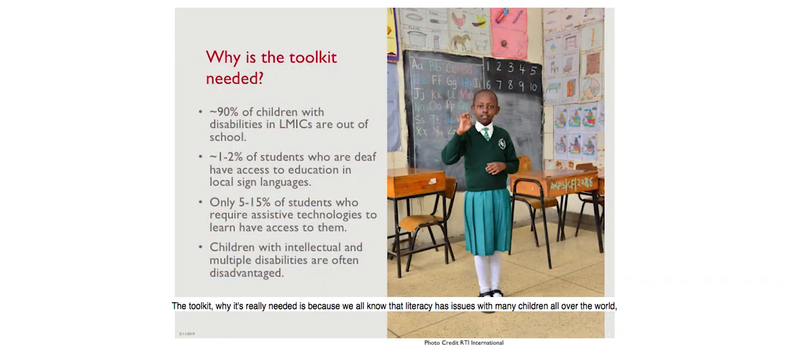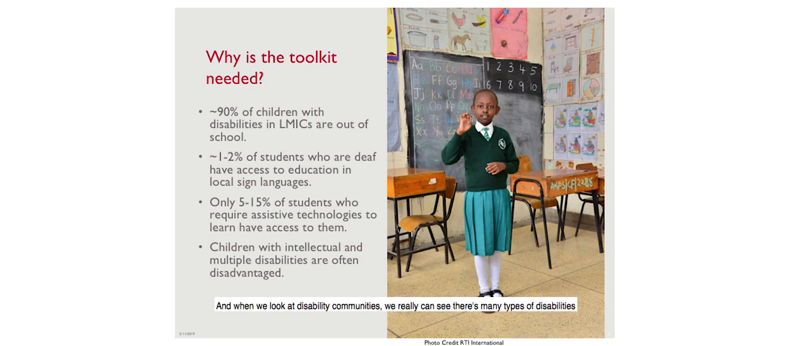The toolkit is really needed because we all know that literacy is an issue with many children all over the world, not just children with disabilities. But the fact is that about 90% of children who have disabilities in lower middle income countries do not even go to school. And those that are in school get really substandard access to education, and therefore their reading and literacy skills are obviously substandard.